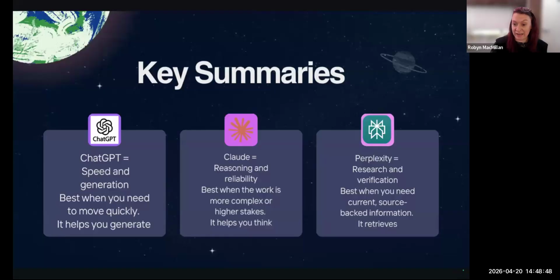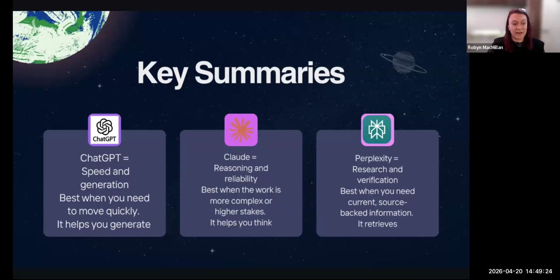If we look at the key summaries between these platforms, they're often grouped together, and that's the problem. They realistically solve different problems. The simplest way to understand them is by the role that you want them to play. ChatGPT is speed and generation. Best when you need to move quickly. It helps you generate ideas, draft content, and go from a blank page to something usable fast. It's flexible, it's creative, but it doesn't verify.